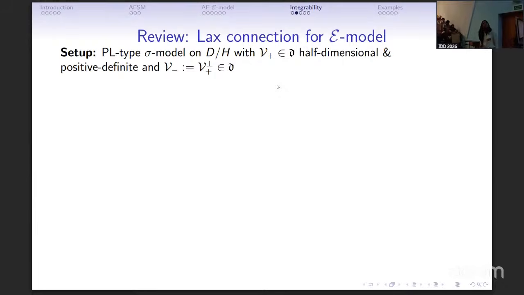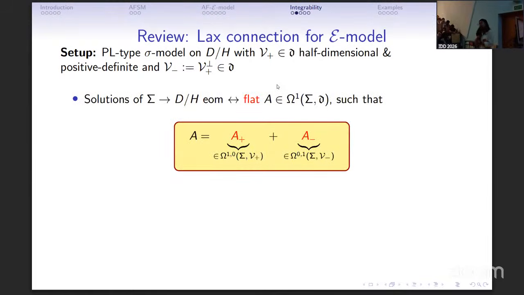So the setup is that we have a PL type sigma model on the coset, where we have these two little subspaces V plus and V minus. And everything is depending on these little a's. So to dive deeper into this, the idea is that the solutions of the equations of motion can be equivalently encoded into the flatness of A. So we have this one form A, which is supposed to be flat, but more than that, it also needs to satisfy one extra condition where it decomposes in this certain way. So A plus sits in this subspace, curly B plus, and A minus sits in curly B minus.